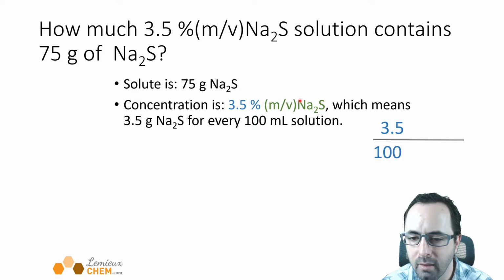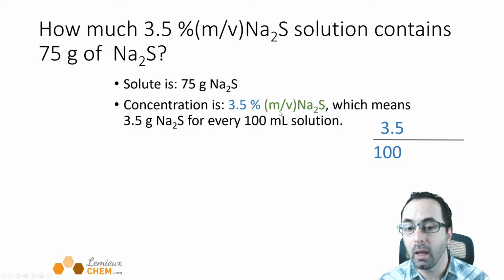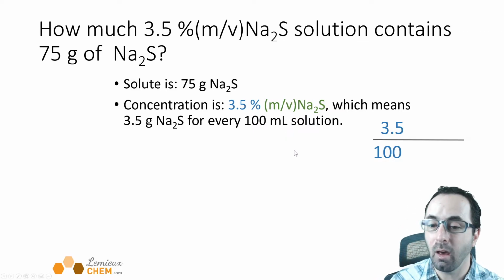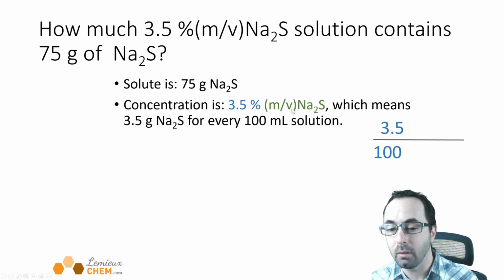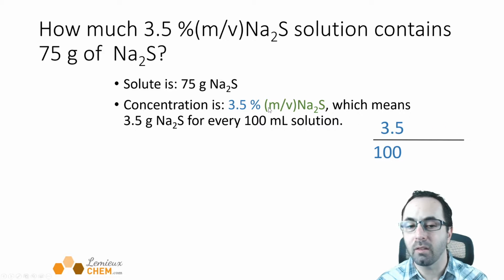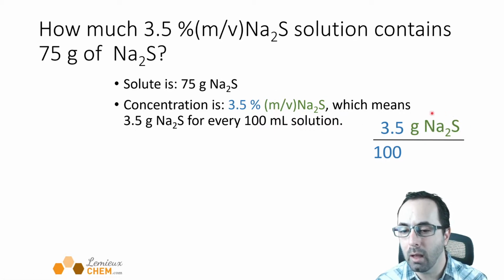Then we have to translate what's in green. First of all, it says mass over volume. So that tells us mass, or grams, is going to go on the top, and volume, or milliliters, is going to go on the bottom. And on the top always goes the solute. So the solute is sodium sulfide. So on the top is going to be grams, because it says mass, of the solute, sodium sulfide.